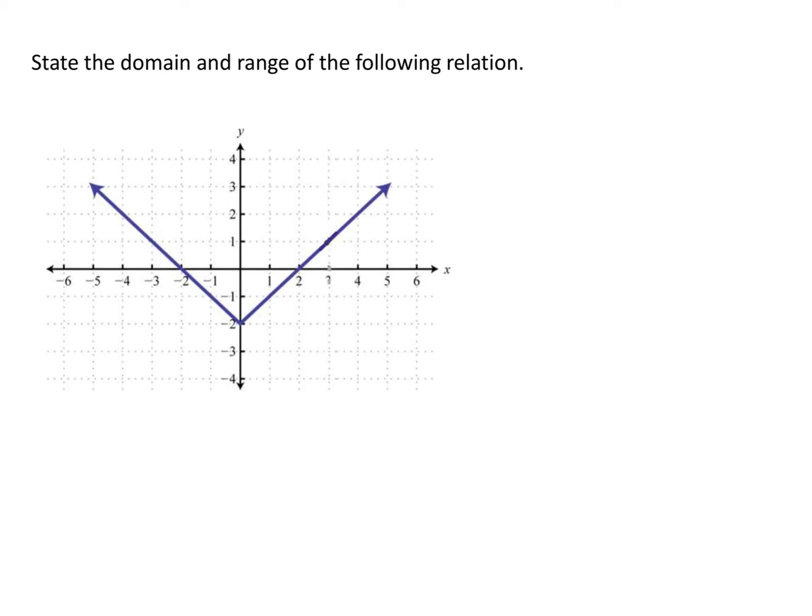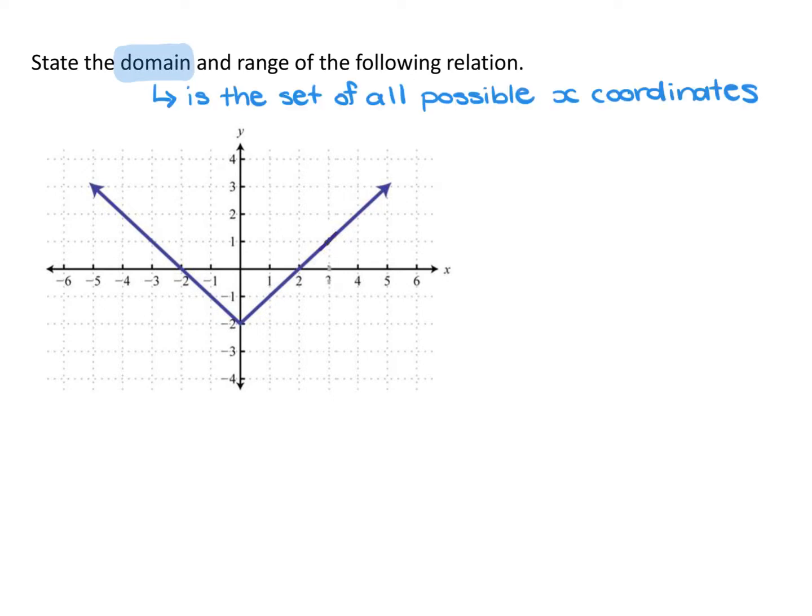Okay, on to our first question. It says state the domain and range of the following relation. Now I'm going to start off with the domain. Now domain is basically the set of all possible x coordinates. So here is our graph right here, our relation, and it's going to keep going on, and we want to see what x values that graph actually hits.